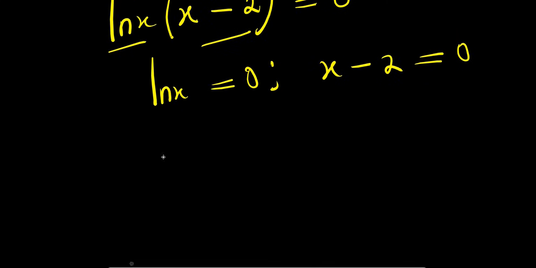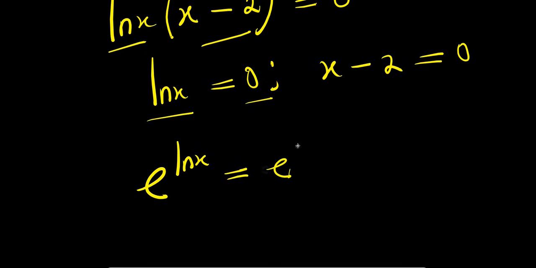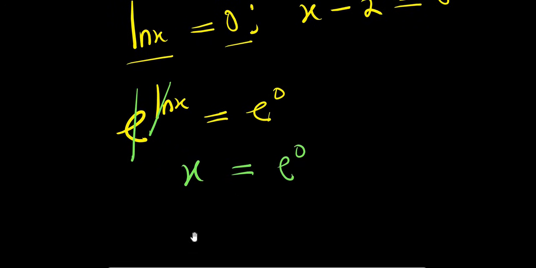So if natural log x equals 0, I can solve for x by making use of e: e power natural log x equals e power 0. Next, cancel e and natural log, then x equals e power 0. And when you have a number raised to the power of 0, it is 1. So that means x equals 1. This also is another solution.